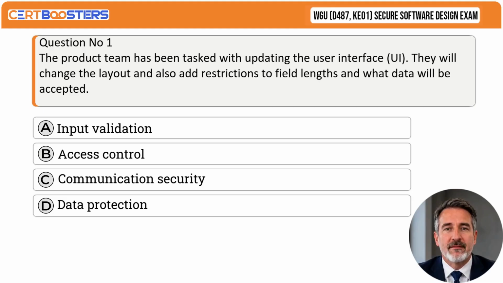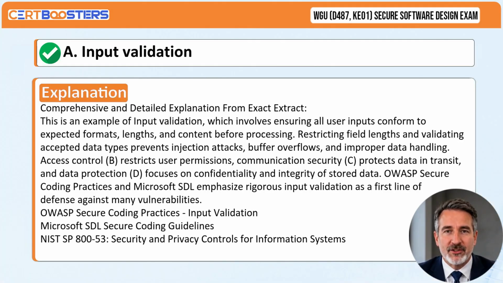Let's spend some time working through the kind of scenarios this assessment actually asks about. Question 1. The product team has been tasked with updating the user interface, UI. They will change the layout and also add restrictions to field lengths and what data will be accepted. Which secure coding practice is this? A. Input validation. B. Access control. C. Communication security. D. Data protection. Correct answer: A. Input validation.